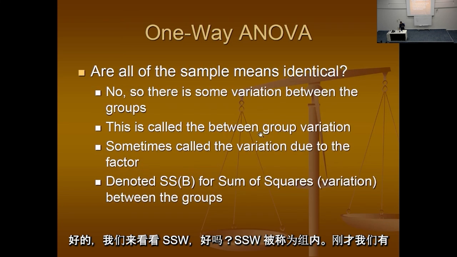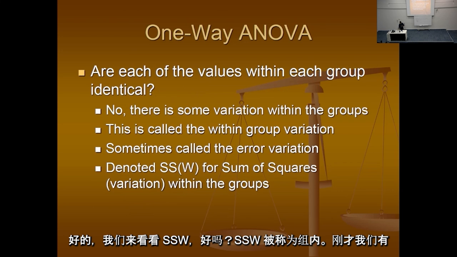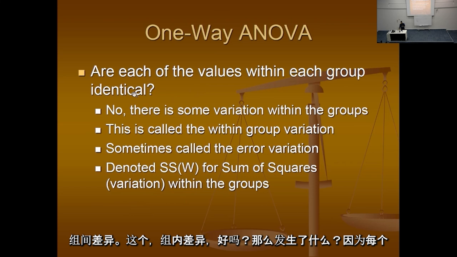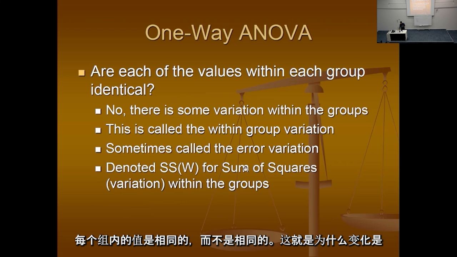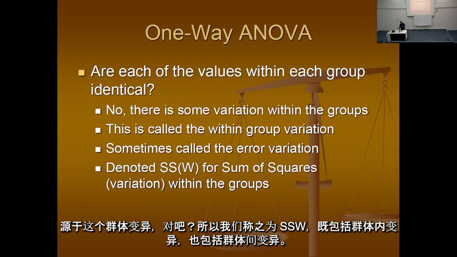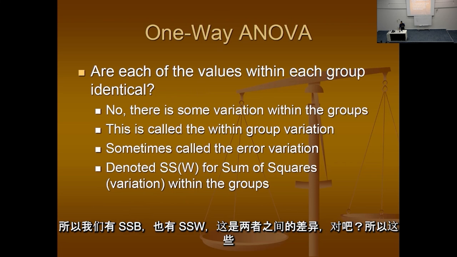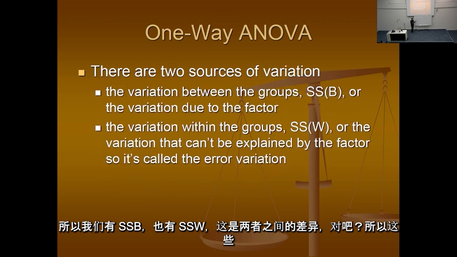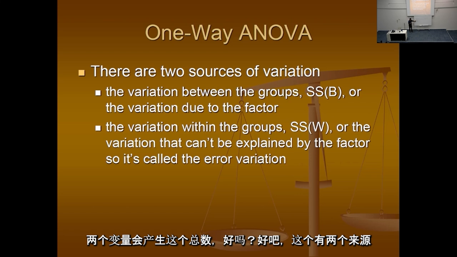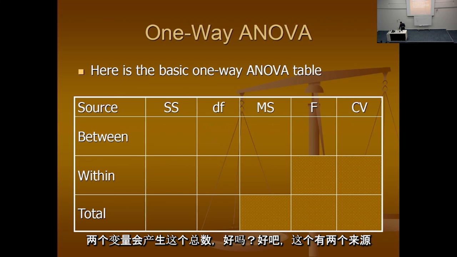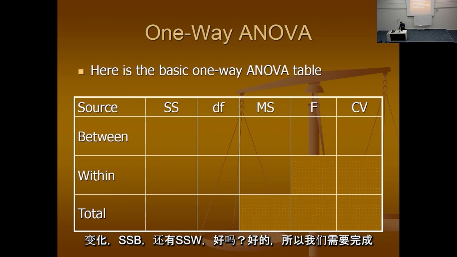Now we look at the SSW, which is the variation within the group, whereas just now we had the between group. What happens here? Because the values within each group are not identical, the variation arises from within the group. So we call it SSW, within, and also the between. The SSB and SSW, these two variations, produce this total. So there are two sources of variation, SSB and SSW.